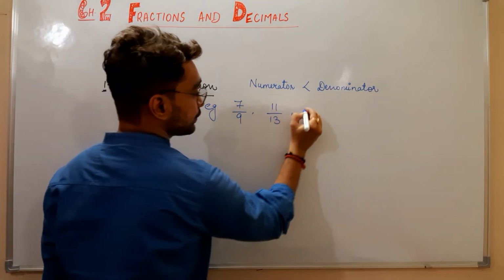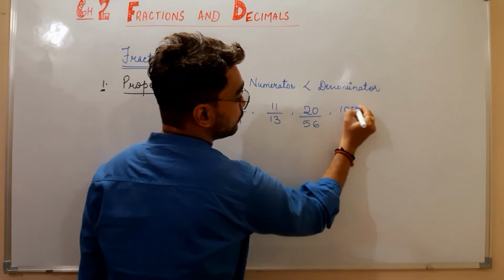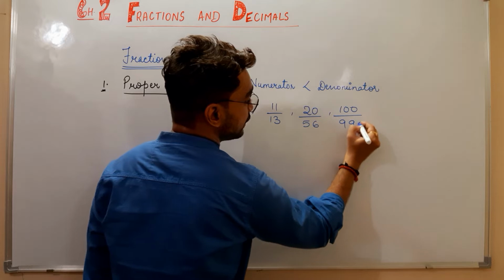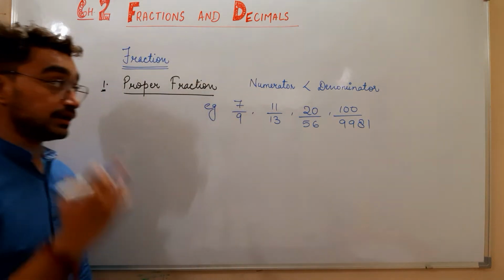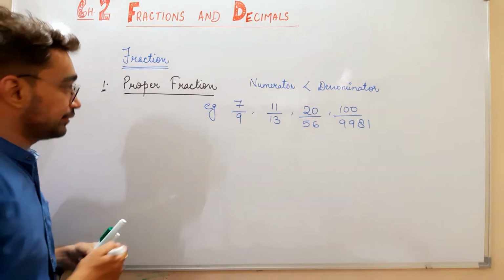11/13, 20/56, 100/9981. Like that. The numerator should be a smaller number compared to the denominator.